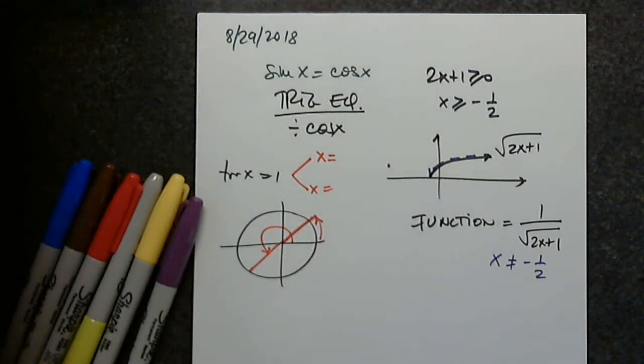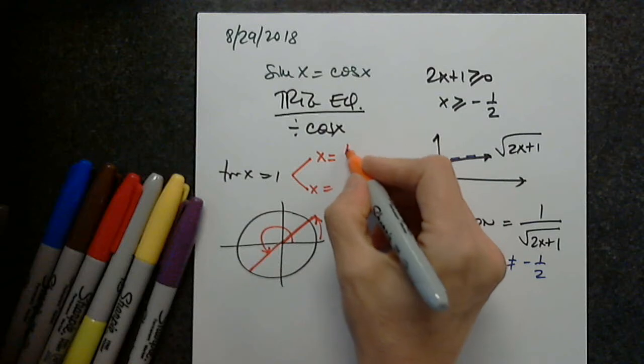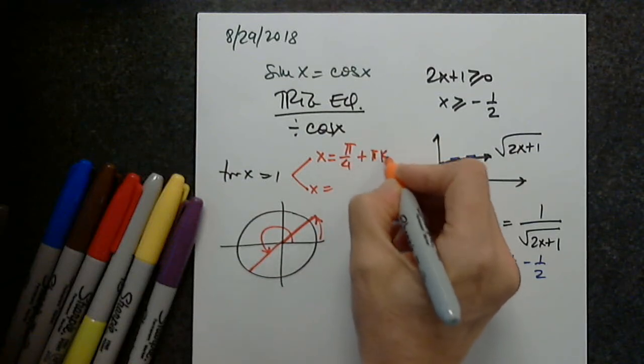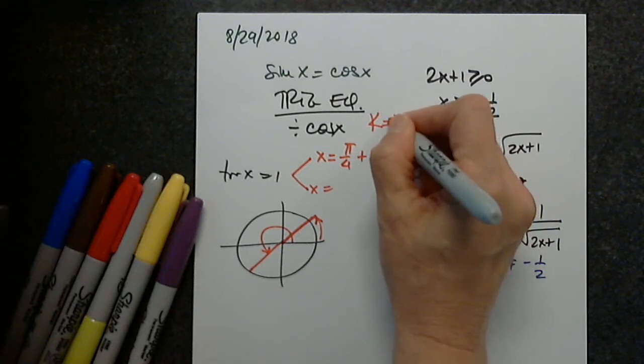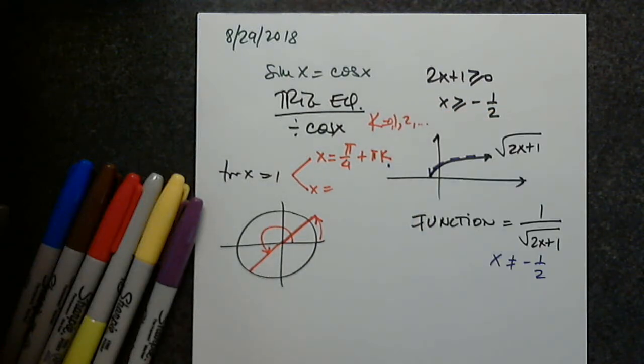Yes, I can combine the two and write only one solution. I'm less interested in that, but you can, of course. I'm less emphasizing condensing solutions. That's fine. So now I have to ask myself, which angle has tangent 1? And the answer is pi over 4. And I will say plus pi k, where k is an integer, 0, 1, 2, 3, and so on and so forth.